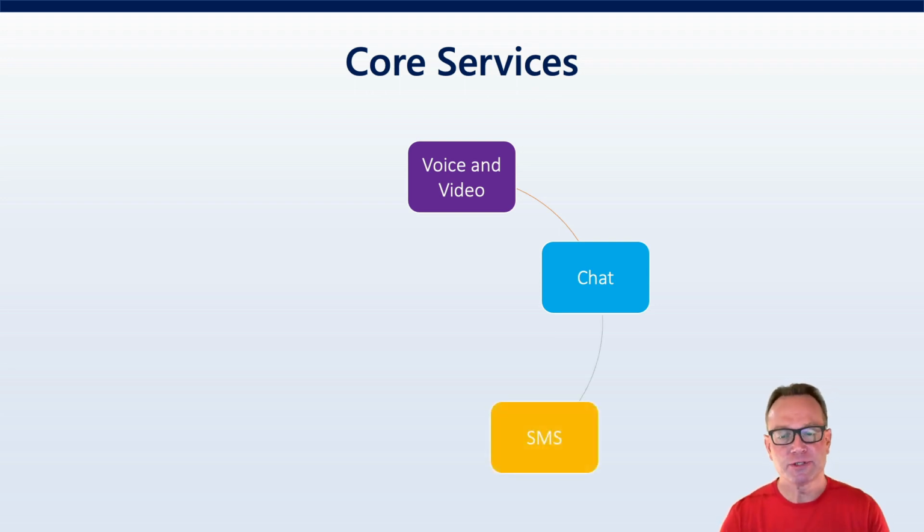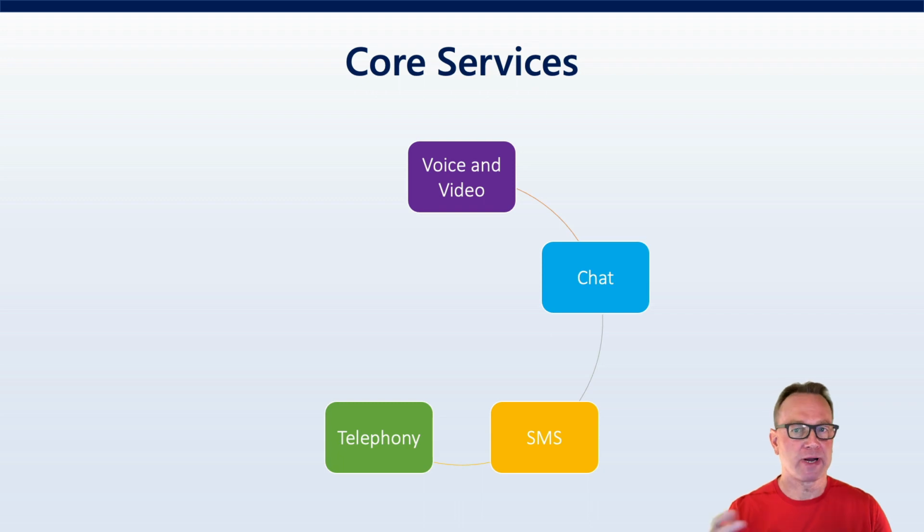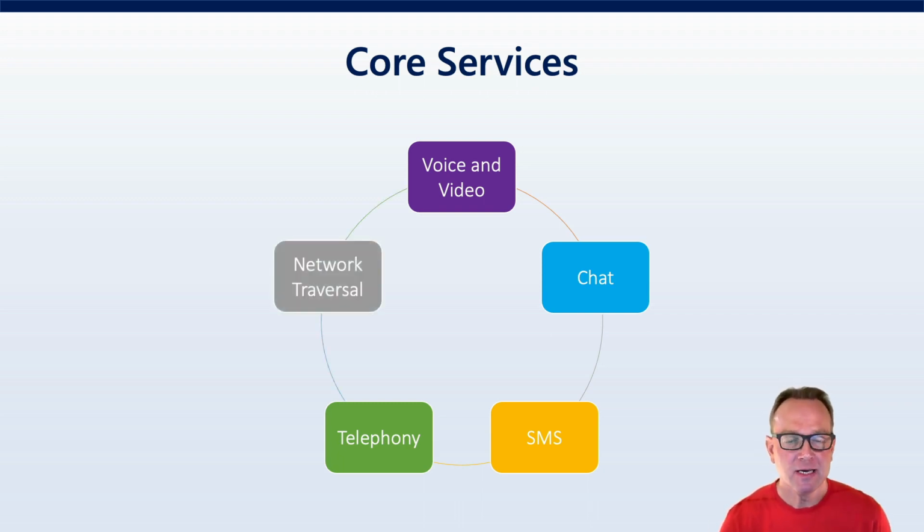In addition to those 2, we also have the ability to send SMS messages out and even have two-way communication with messages if you'd like. We can have telephony support where you can make calls out and even have two-way calls from an app, get your own dedicated number, work with other carrier networks, and additional features that we'll talk about coming up. And then you have network traversal.